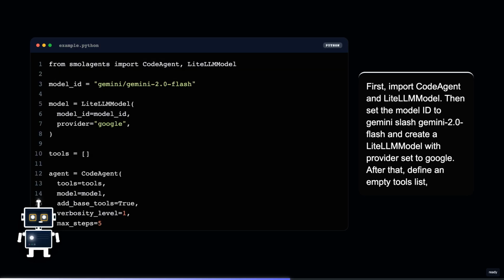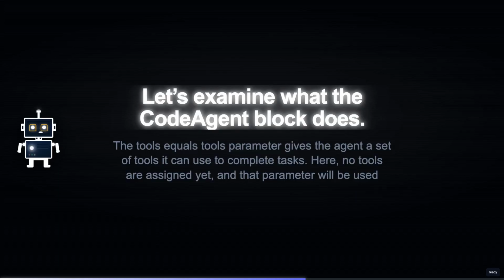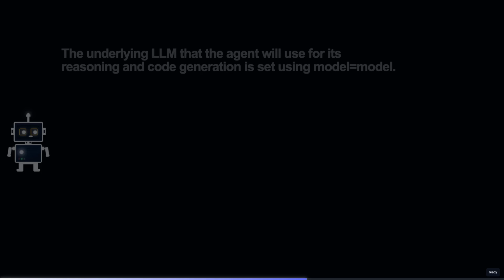The tools equals tools parameter gives the agent a set of tools it can use to complete tasks. Here, no tools are assigned yet, but that parameter will be used. The reasoning model is selected with model equals model. Turning on add_base_tools adds a standard set of essential tools, including DuckDuckGo web search and a Python code interpreter. Setting the verbosity level, then running the code should produce an answer containing 187.8 billion.